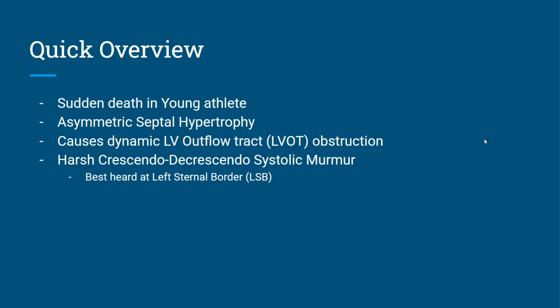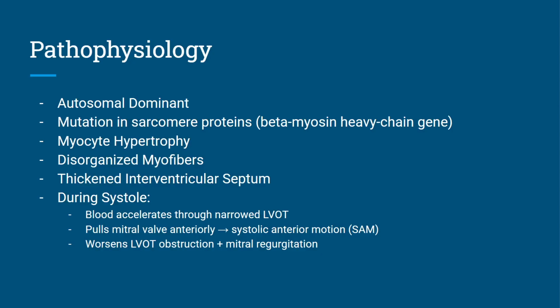Okay, as for the pathophysiology, HOCM is usually caused by an autosomal dominant mutation in sarcomere proteins, most commonly the beta myosin heavy chain. And that is pretty important to know. I think the only other one that is relevant is probably dilated cardiomyopathy, which can also be caused by an autosomal dominant mutation, but it's definitely not the beta myosin heavy chain.